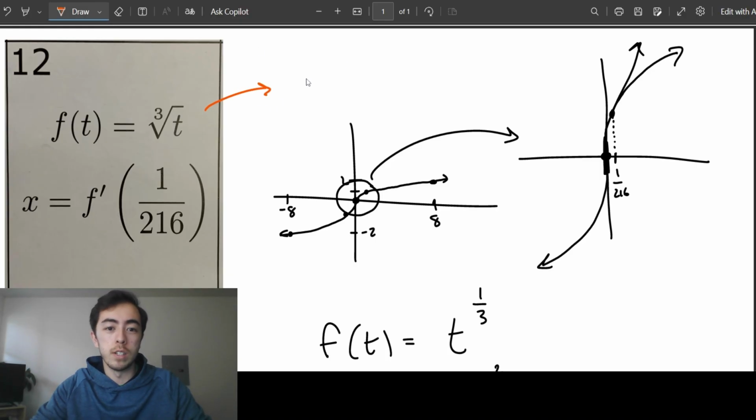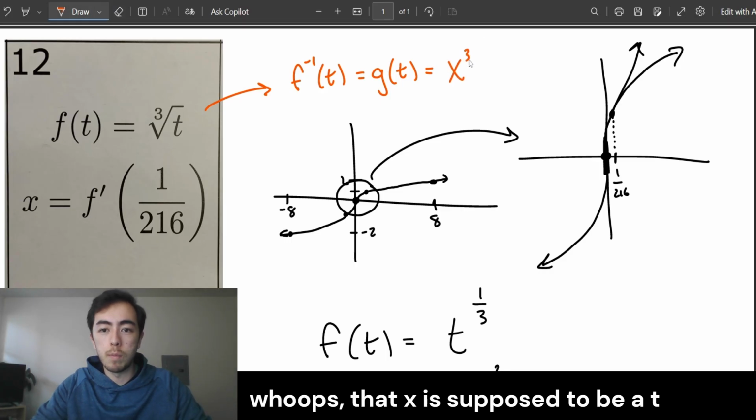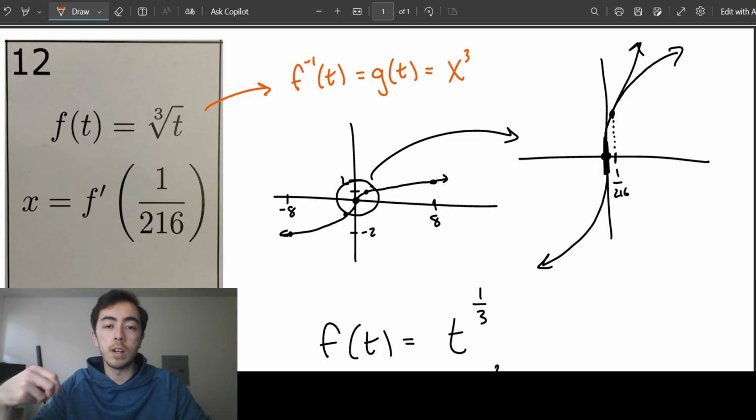The inverse function, which I'll write maybe f inverse of t, I think for simplicity, I'm just going to rename that to g of t, is going to be the opposite operation of cube rooting, which is just cubing. And these two graphs, the cube graph and the cube root graph, are going to have a similar shape. And so if we ask questions about the slope of one, we can probably get answers about the slope of the other one.